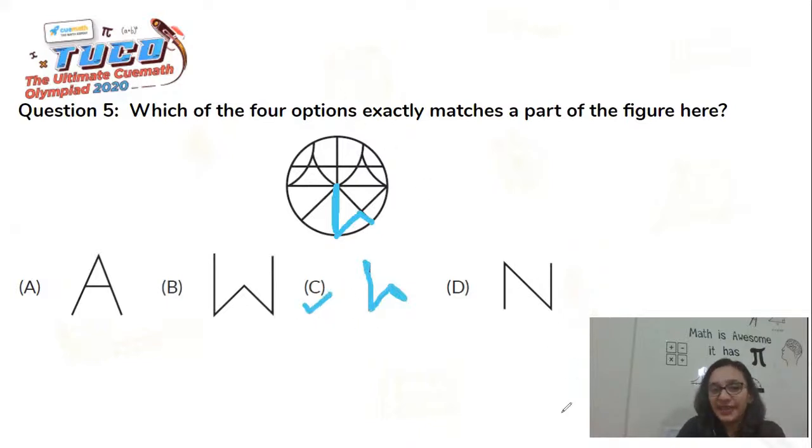Then is an N. So again for N, we have to have two vertical straight lines like this, and the two ends must connect like this. But we nowhere have two vertical straight lines opposite to each other in this given figure so that we could form or trace an N. So this also cannot be the correct answer. So the only correct answer is option C, which we could easily trace out.